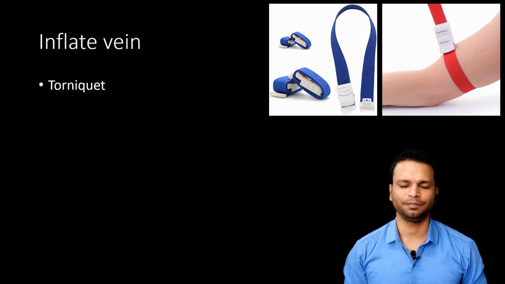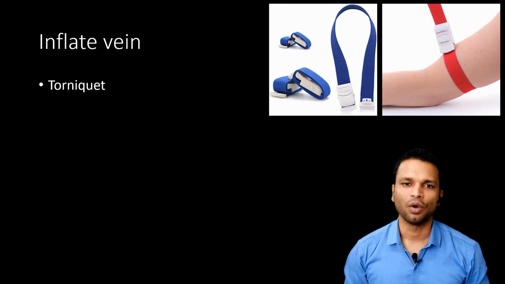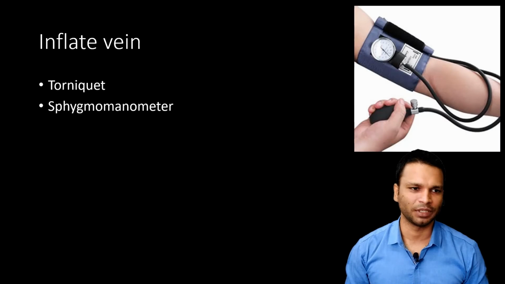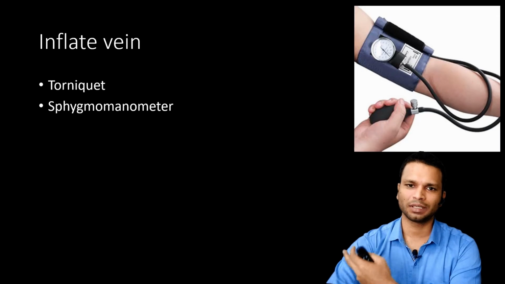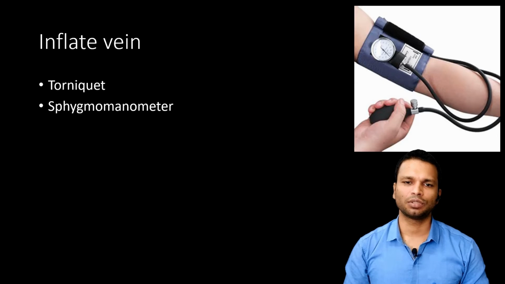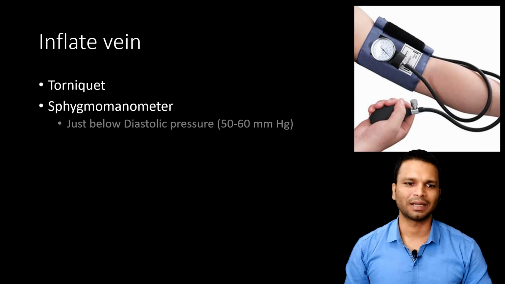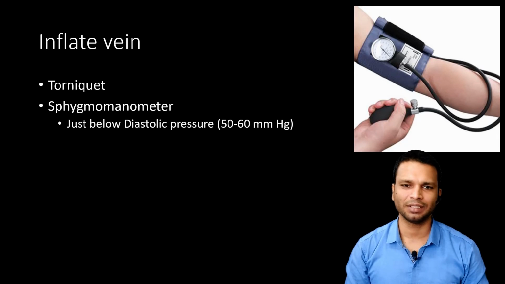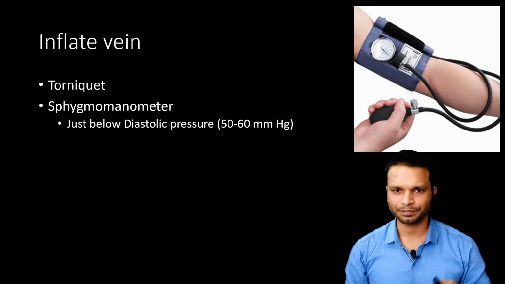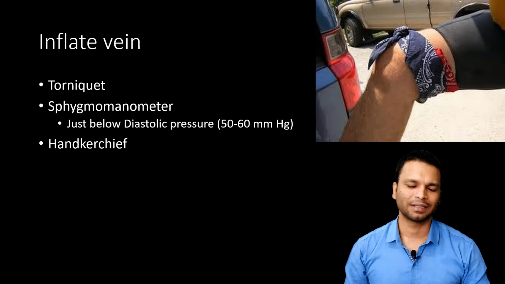Suppose you don't have a tourniquet, what you can do is use a sphygmomanometer. Tie the sphygmomanometer to the arm of the patient, inflate it to just below the diastolic blood pressure, that is 50 to 60 mmHg, and that will prevent the venous backflow. If you don't have a tourniquet or sphygmomanometer, you can use a handkerchief as a tourniquet.